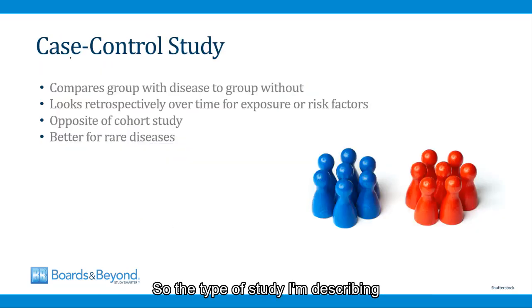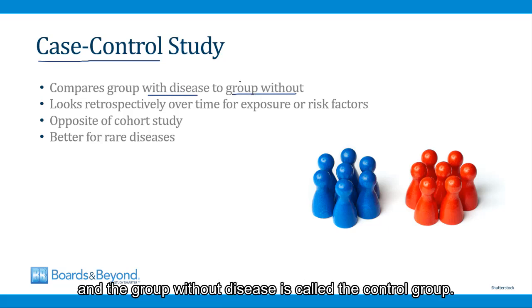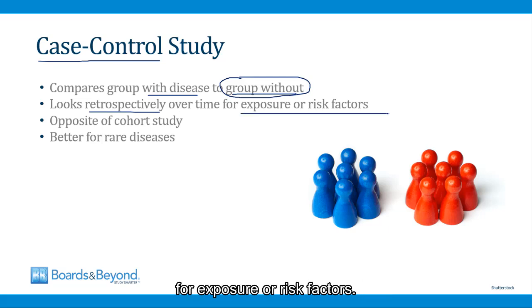So the type of study I'm describing is called a case control study. It compares a group of patients with disease to a group that does not have disease, and the group without disease is called the control group. And then once you identify the two groups, you look retrospectively backwards in time for exposure or risk factors. So this is the opposite of a cohort study.